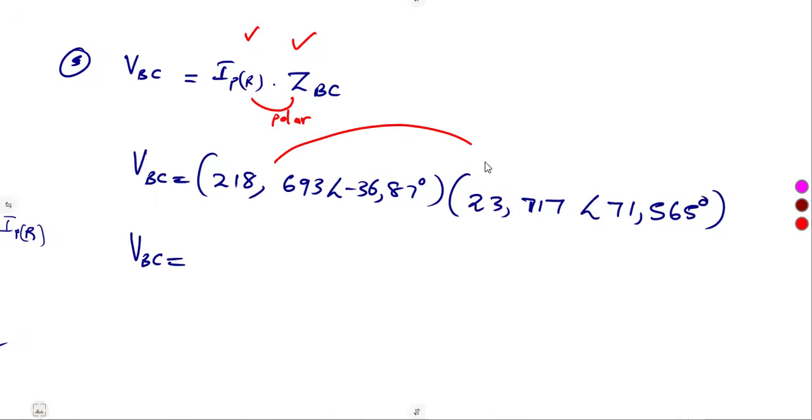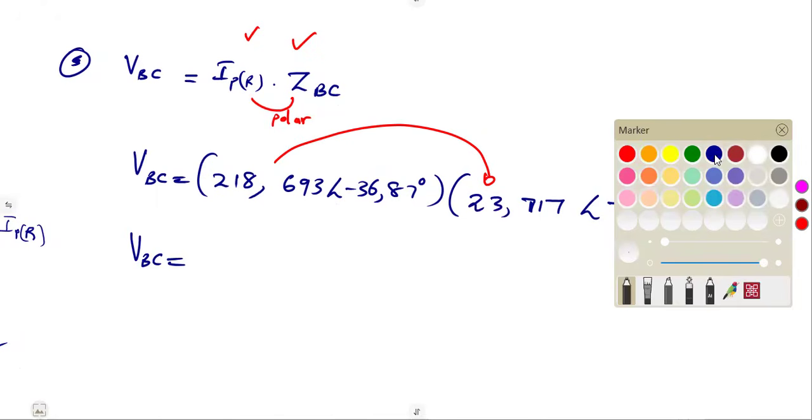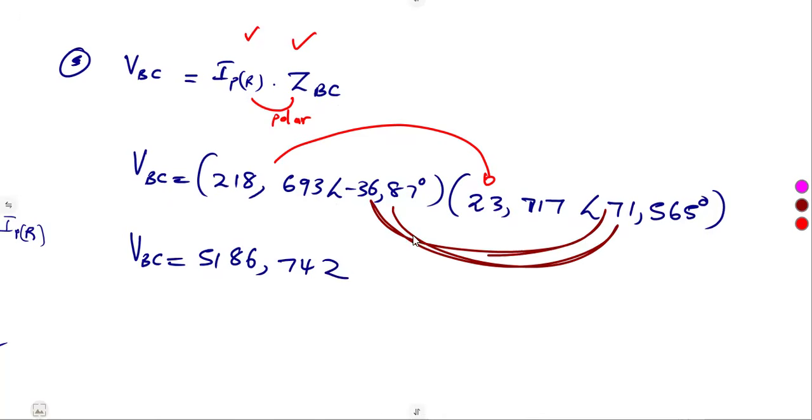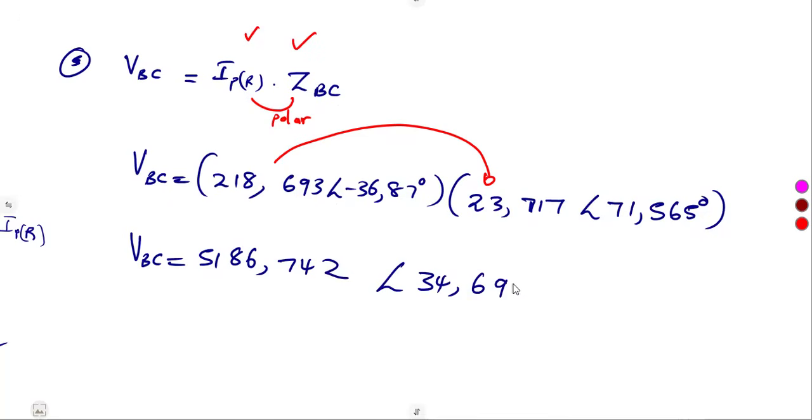In polar form, you multiply these two together. The magnitudes you multiply, and that was going to give us 5,186,7242. Then the angles you add. Remember, guys, add the angles. That was going to give us 34,695 degrees. So we have this, which we can also convert to rectangular form.